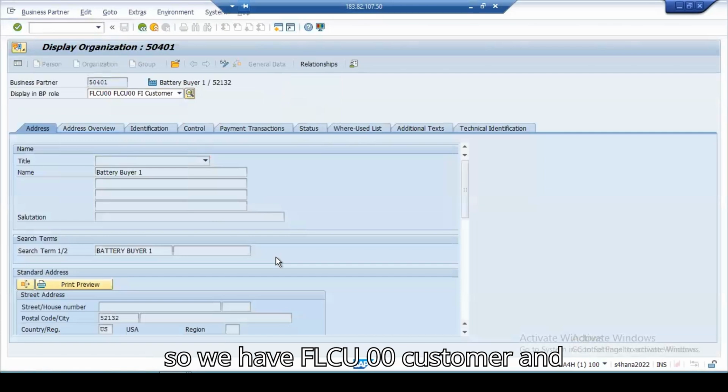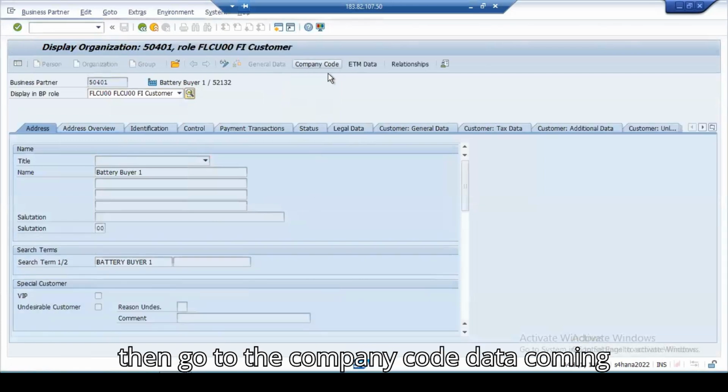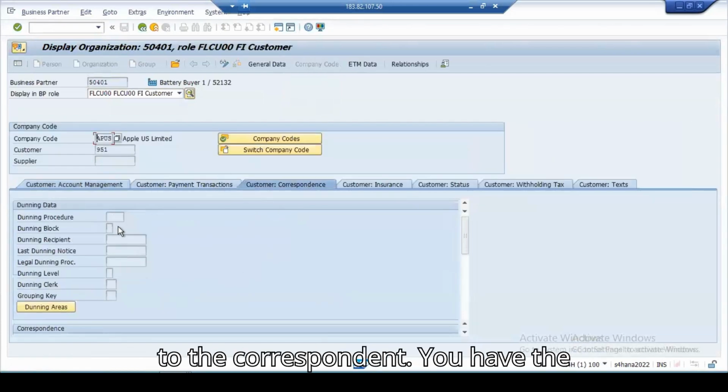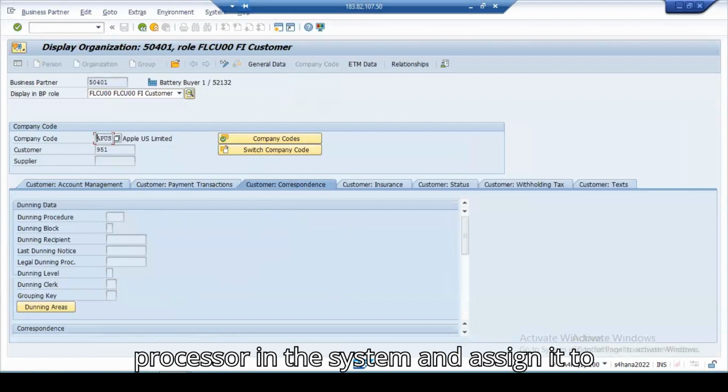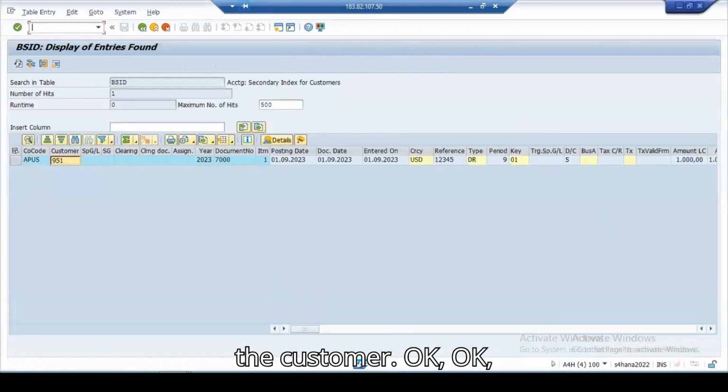So we have FLCU 00 customer, and then go to the company code data. Coming to the correspondence, you have the dunning process. There is no dunning process. Let us first create a dunning process in the system and assign it to the customer.